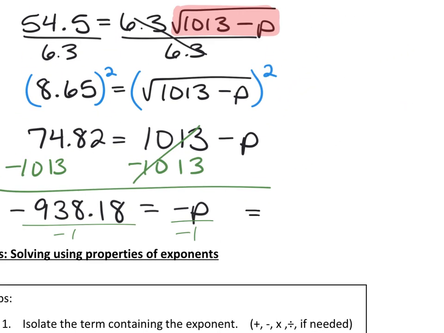And I just ran out of room, so we're going to come over here. So if I divide by negative 1, what is p going to be equal to? Yeah, the positive version of that number.